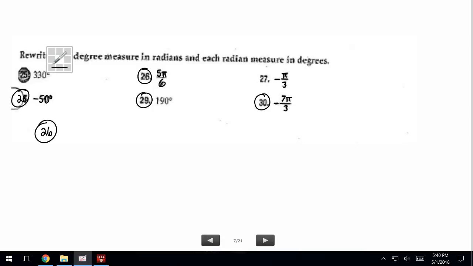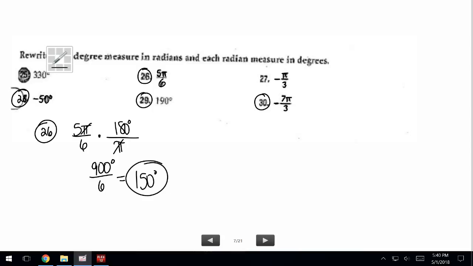26 is already a fraction. So I need that pi to cancel. So he's going to go on the bottom, and 180 goes on top. Pi's cancel. 5 times 180 is 900 degrees. Divided by 6 should have been 150 degrees for 26.